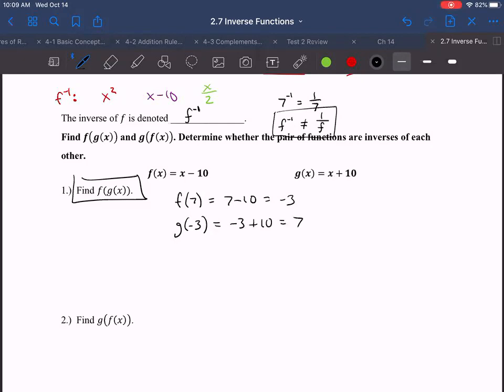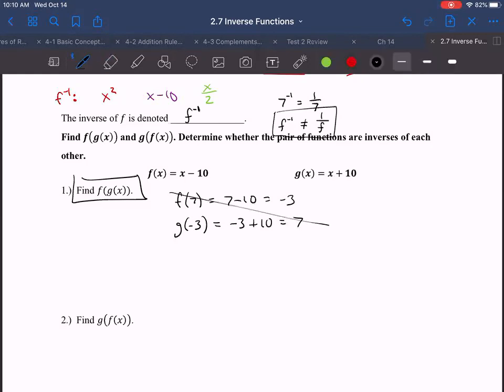-3 plus 10 is 7. And I'd say, oh, hey, that works. But doing it that way only tells me that it works in that one situation. It doesn't tell me that it actually works in every situation that we would come across. So we don't want to do that.